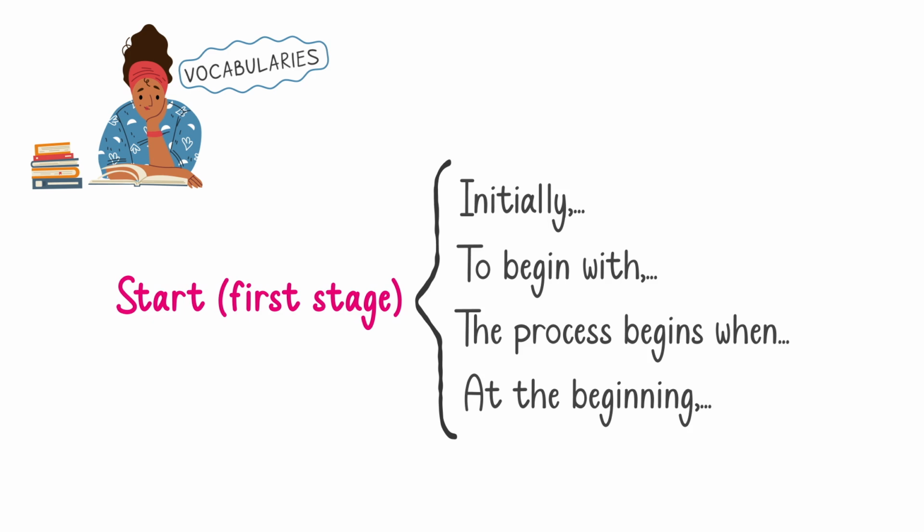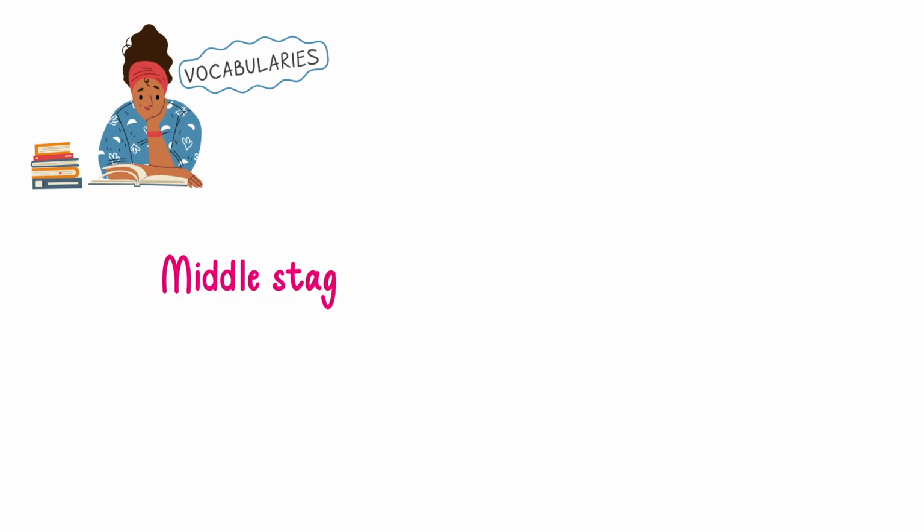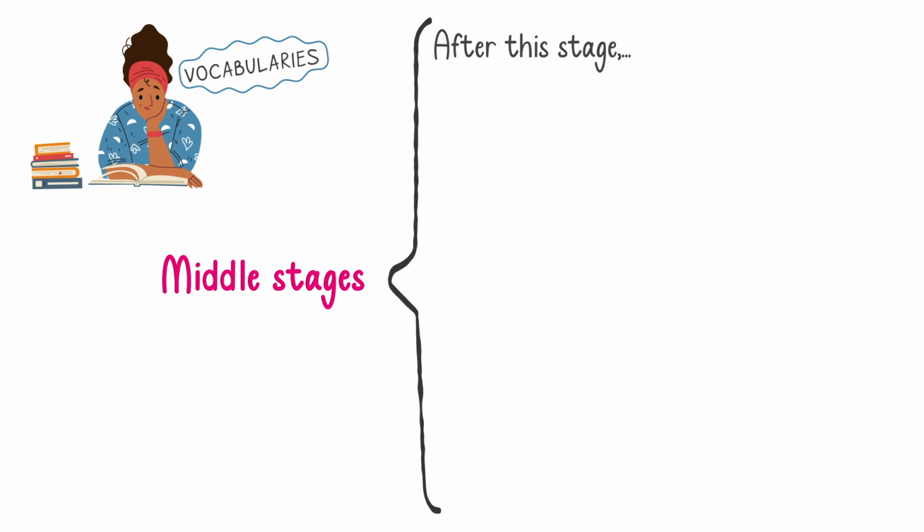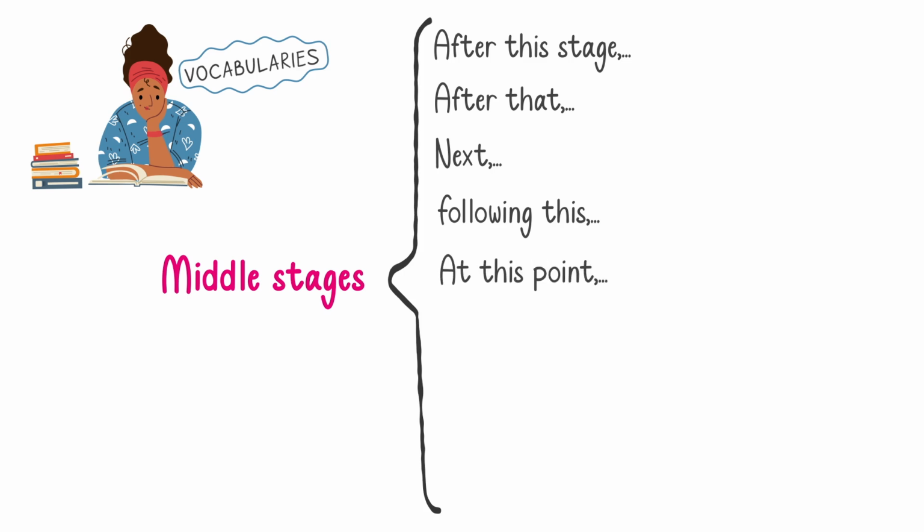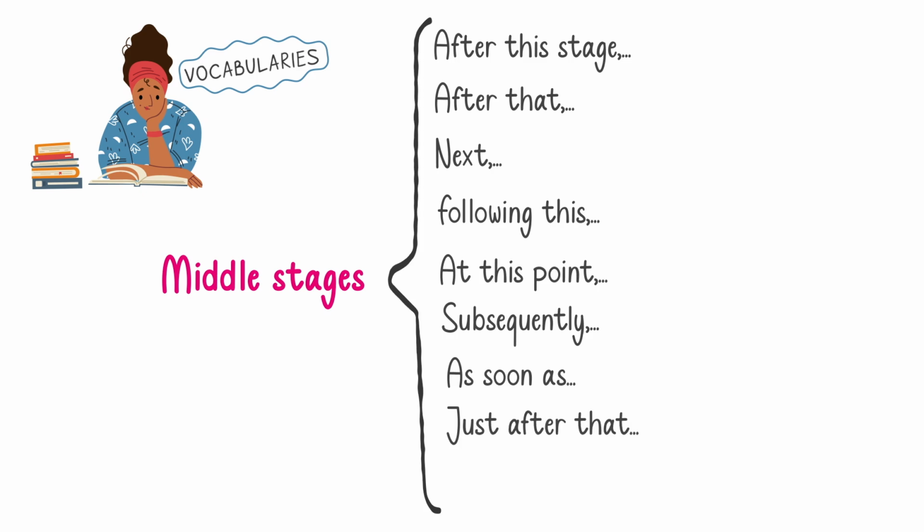Then if you are in the middle of the diagram and you want to use some linking words, you can use these phrases when you want to talk about the middle of the diagram. For example, after this stage, after that, next, following this, at this point, subsequently, as soon as, just after that, soon after. All right, these are the words that you use when you want to talk about the middle of the process.